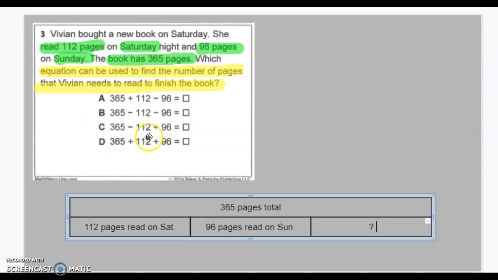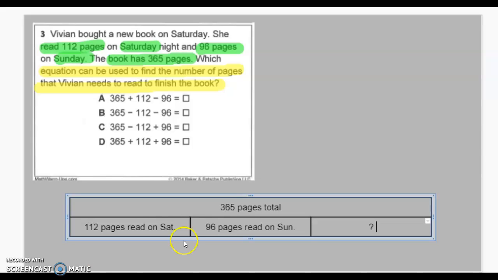The reason that letter C is not correct, 365 minus 112 plus 96. Again, she did not add 96 more pages. She took them away. She got rid of them. She doesn't have them anymore. Letter B here would be your correct answer.